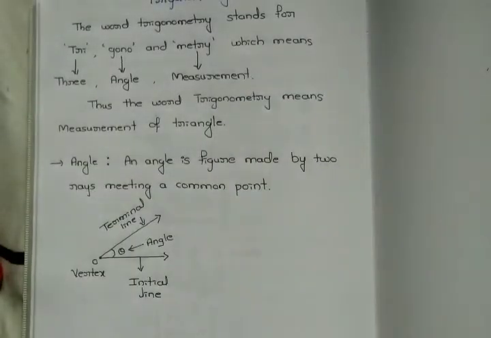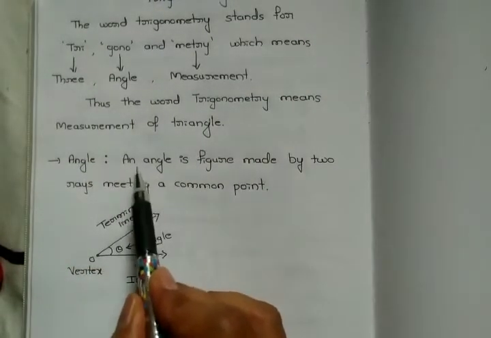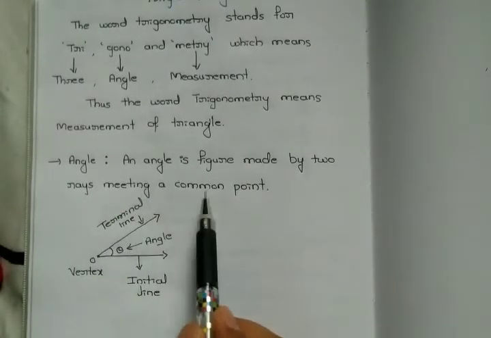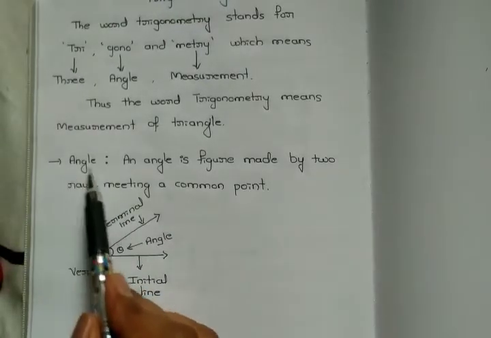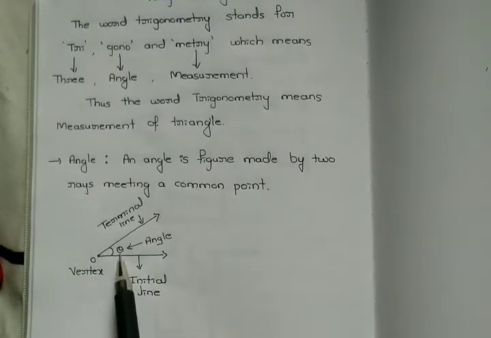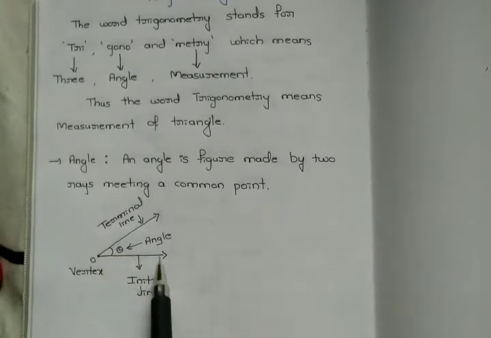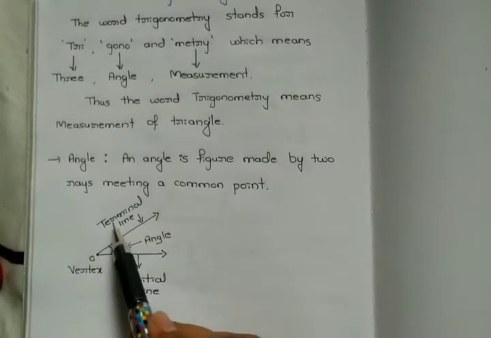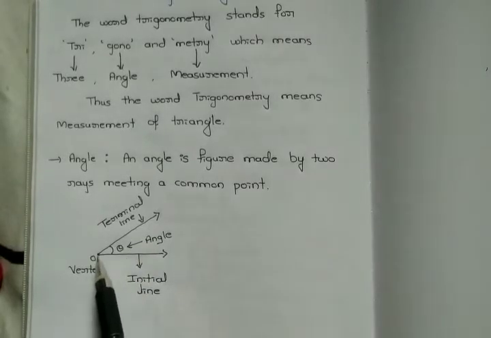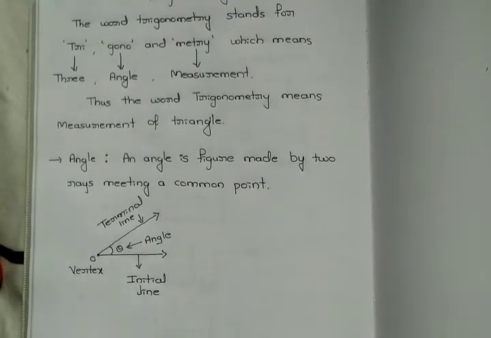Therefore, an angle is a figure made by 2 rays meeting at a common point. This is the angle, denoted by theta. Here 2 rays are there. The starting ray is called the initial line, and the end ray is called the terminal line. The meeting point is the same, and this common point is called the vertex.